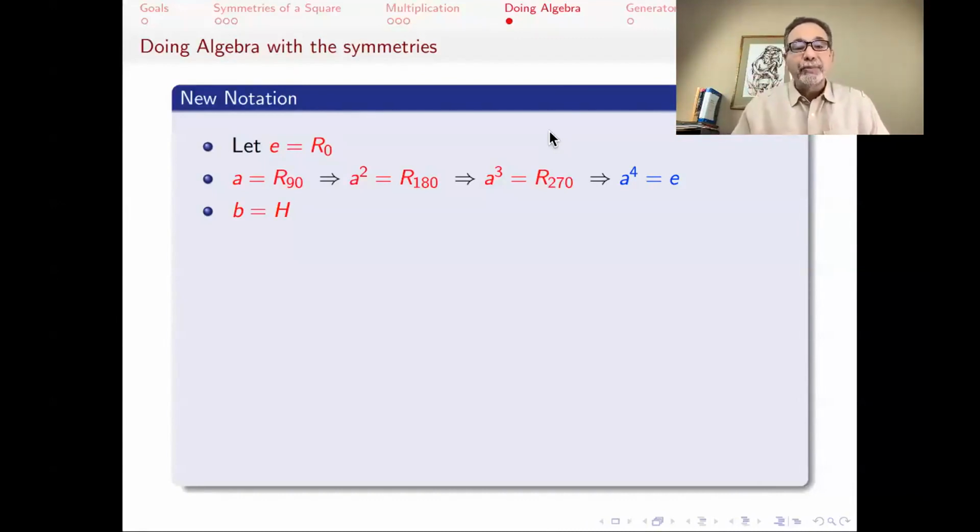Then I can do the same thing I did before, which is look at powers of B. What about B times B? Well, B times B, if you do a horizontal flip twice, you're back to where you started. You get B squared is E again.